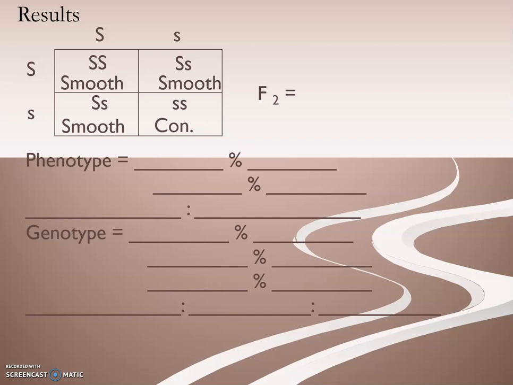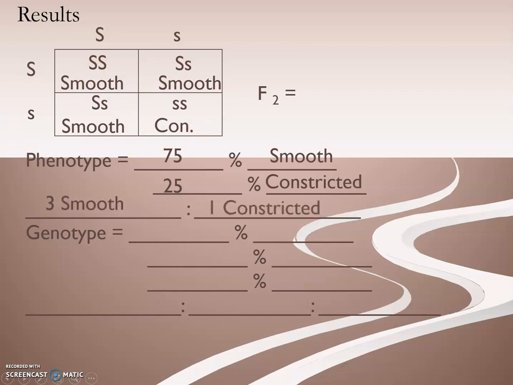Now to do our analysis further, we've got to look at the numbers. And again, this is the easiest math you're ever going to do. So for the phenotype, box 1, we have smooth, smooth, smooth. That's 25, 50, 75% smooth. And that leaves us with one box, which is 25% constricted. To put that into a ratio, we have 1, 2, 3 boxes that are smooth to 1 constricted.